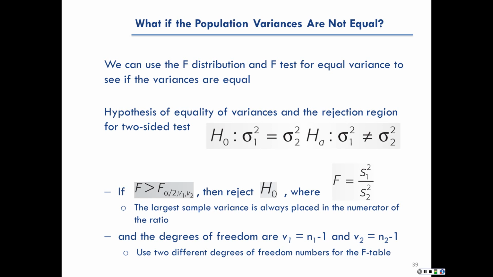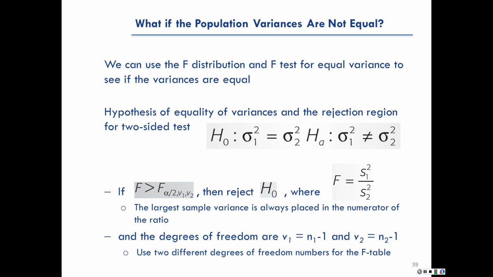All right, so all of this begs a question. Remember that third assumption where I said that the population variances needed to be equal? What happens if they're not equal? Well, then we have to conduct the t-test a little differently. And so that brings me to the F distribution and the F-test, because this can actually be used to test for equal variance to see if the variances are equal.